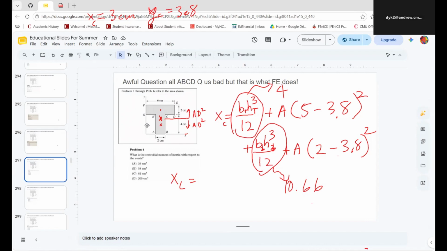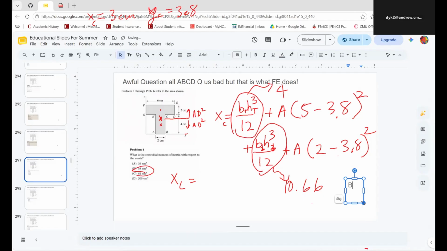This is A. A is 4 times 8. This is 8 multiplied by parentheses 2 minus 3.8 parentheses squared, equal to 57.866. So I'm going to assume that the answer is B. Yeah, I hope that's right. Okay.